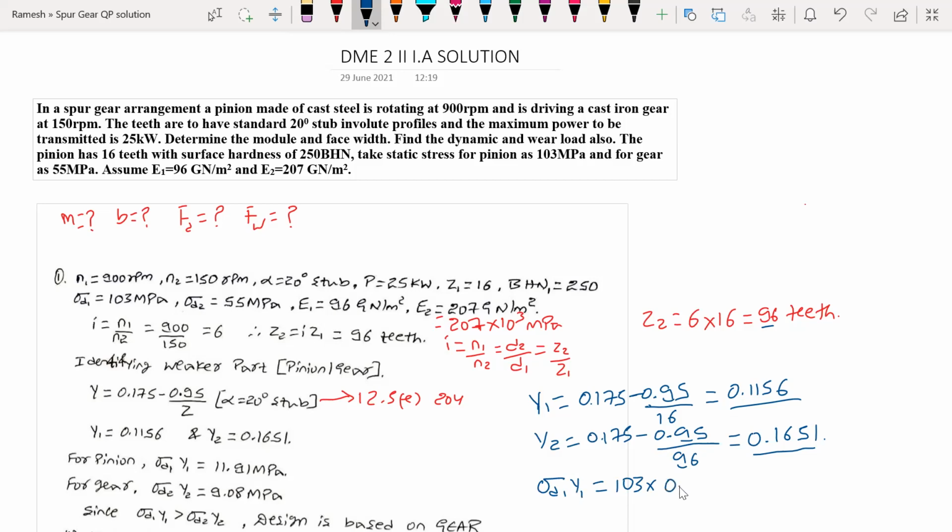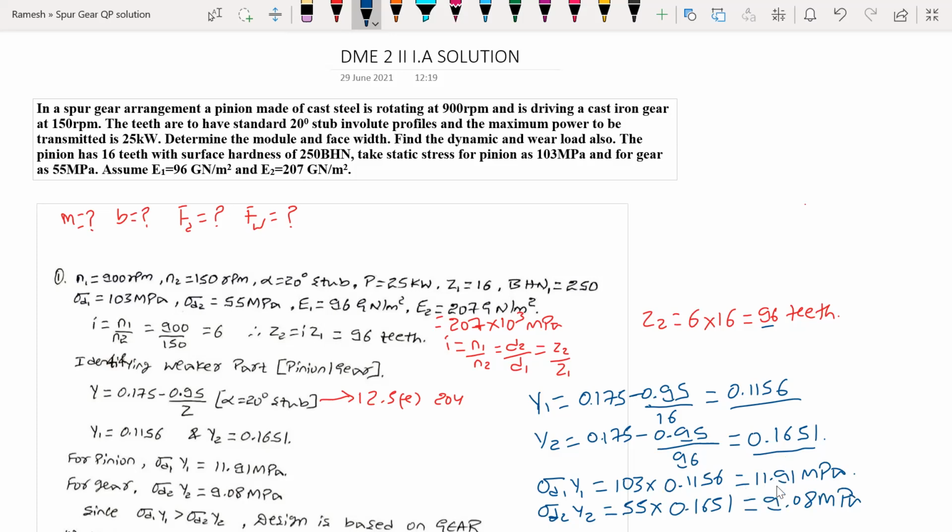It is 0.1156. Multiplying this, you will get 11.91 megapascal. Similarly, calculating for the gear, it will be sigma d2 into y2. Sigma d2 is given, it is 55, and y2 is calculated as 0.1651. Multiply both terms. After multiplying, you are going to get 9.08 megapascal.